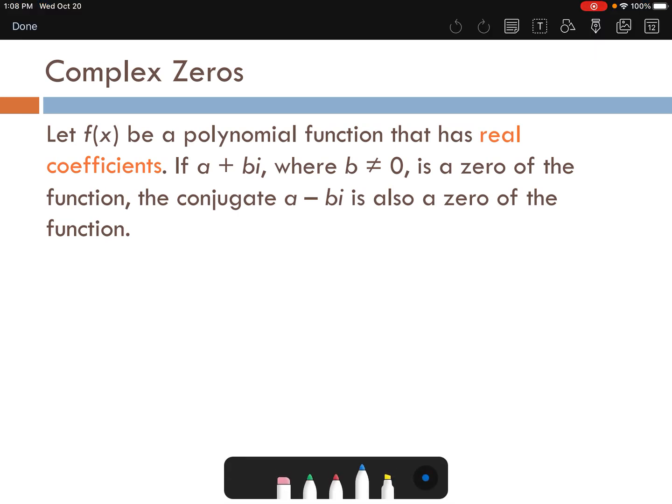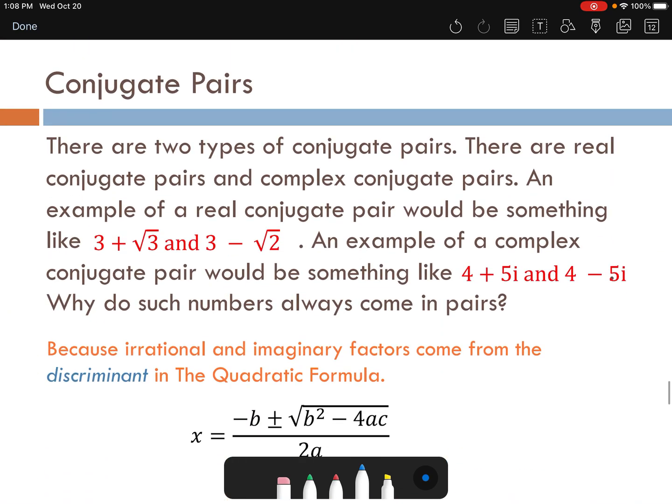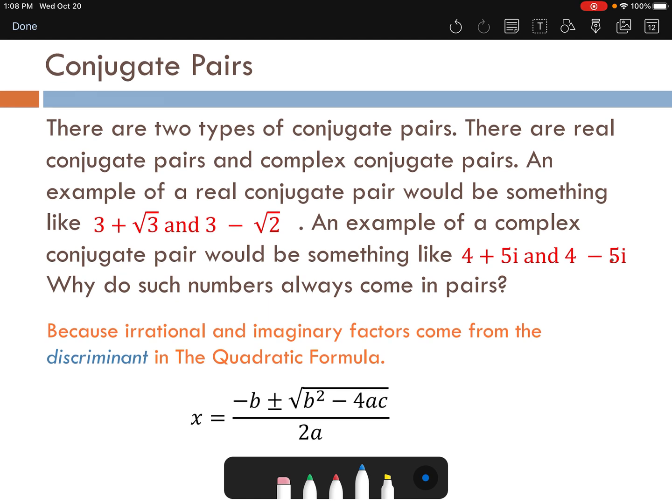We call these complex zeros. And remember, the i stands for imaginary numbers. It's complex because we have a real part, which is a, and an imaginary part, which is the bi, plus or minus bi. Just to recall, i is equal to the square root of -1. But those are going to be complex zeros, which means they will not cross the x-axis. They won't be x-intercepts.